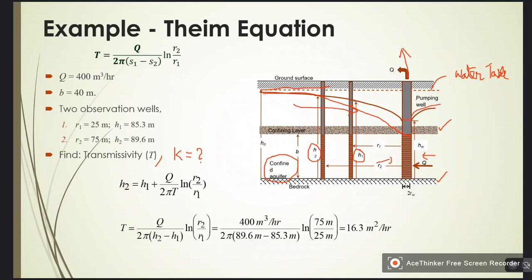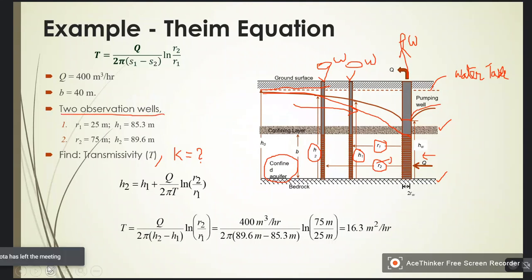Okay, sir. That H1 is the initial water level? No, H1 is not initial. It is at radial distance R1. And H2 is at a radial distance R2. These are the two observation wells. This is one well, this is one well. This is your pumping well. These are observation wells where you observe the water table. So there are two observation wells.